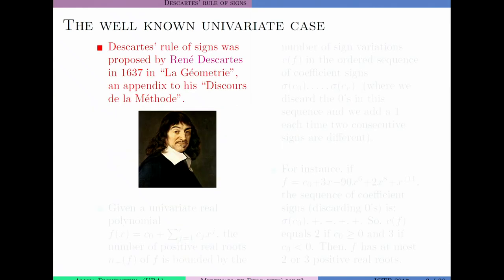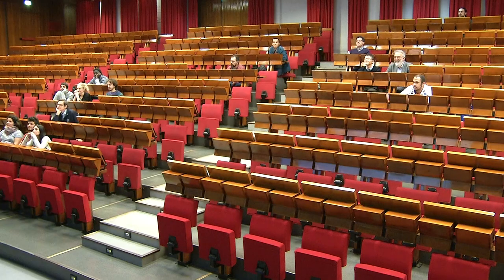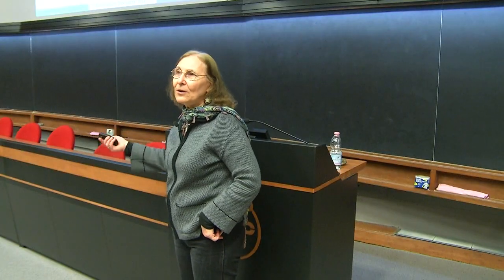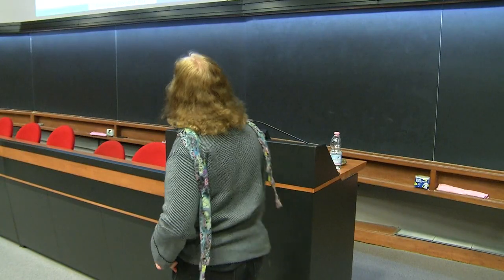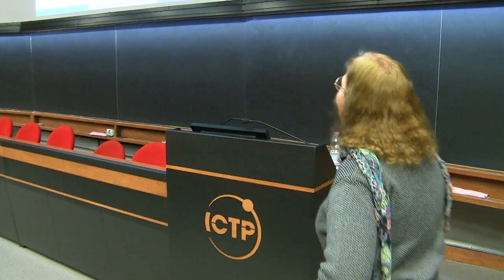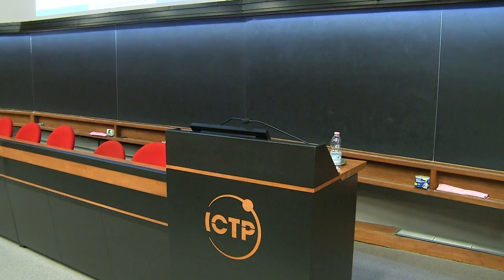So Descartes, in 1637, so this is long ago, wrote an appendix called La Géométrie to a book which is mainly in philosophy. And the book is available. You go to Gutenberg or something like this. You can download the book and see. And then the rule is very, very simple.